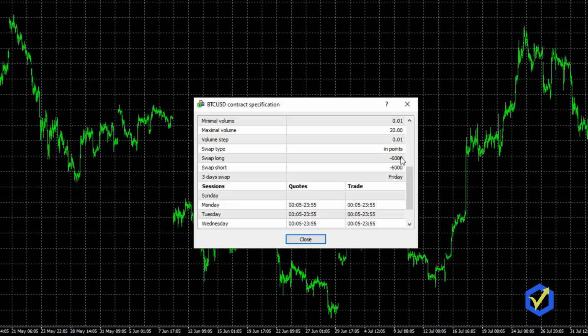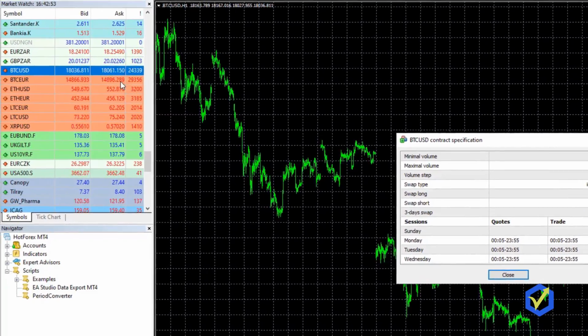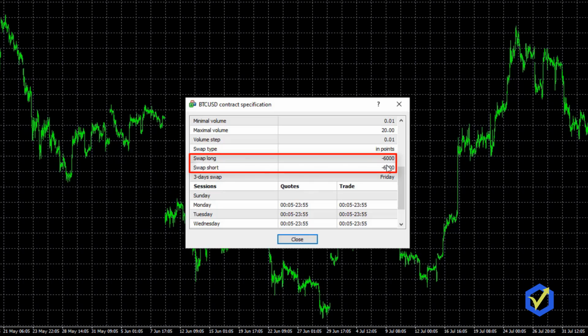So the brokers will charge us a swap when they transfer the trade to the next day. And we don't have that on the exchanges. When we buy cryptos, we don't pay a fee for holding them in the account. So only in the case when you hold the trades for a long time on your MetaTrader account or on your broker's account, it might get more expensive to trade Bitcoin here, because you will be paying swap every night.